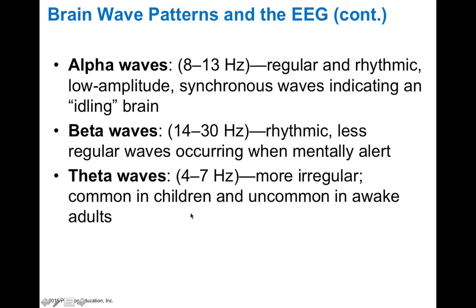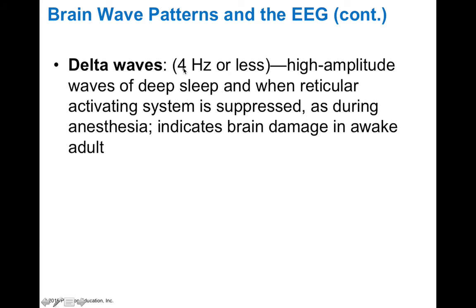You find these more commonly in children, but very uncommonly in adults. And then the delta waves are an even lower frequency type of wave that have high amplitude, but you see this during deep sleep or when the reticular activating system is suppressed. So you can look at delta waves to determine if someone is awake or not, or if your anesthesia has put them into a state of sleep. We can also determine this as a sign of brain damage in awake adults. So if someone's awake but they have delta waves, that can indicate brain damage.